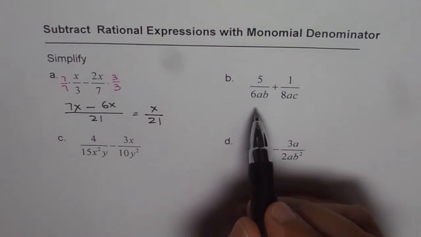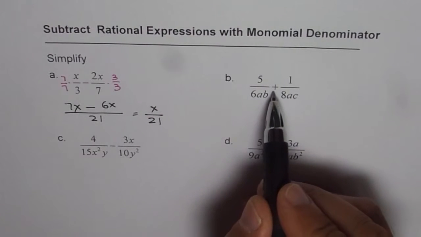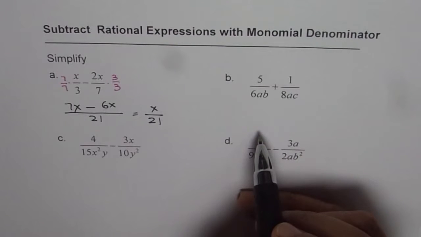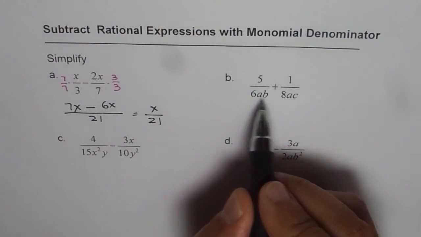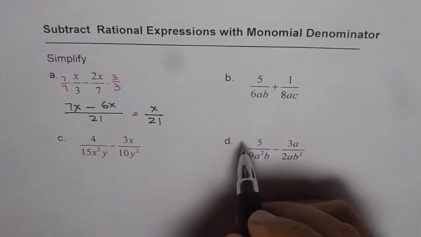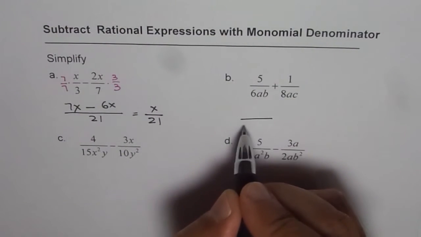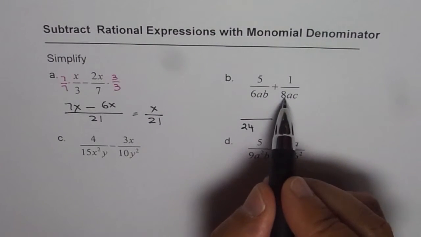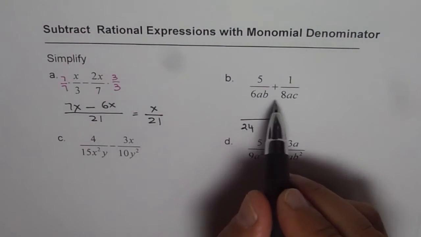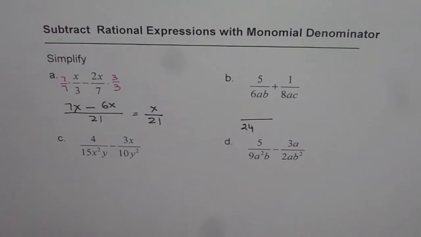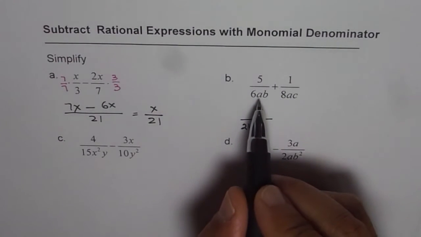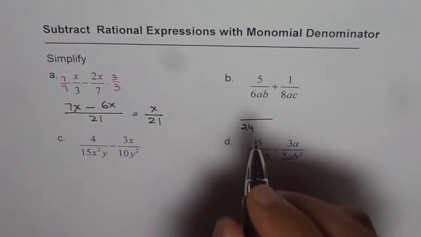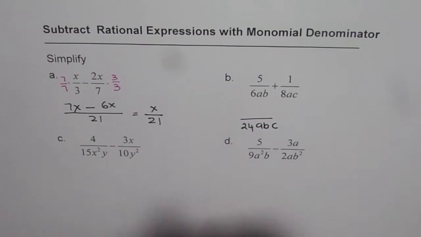Here it is 5 divided by 6ab plus 1 divided by 8ac. Now what can be the common denominator? Well, as far as the numbers are concerned, 6 and 8, common denominator we're looking for is the number 24, correct? 24 is a multiple of both 6 and 8. In fact, the lowest multiple, which is common to both. That is how we get the number part. Variables a, b, a and c. So we need a, b from here and c from there. So a, b, c is what we need.